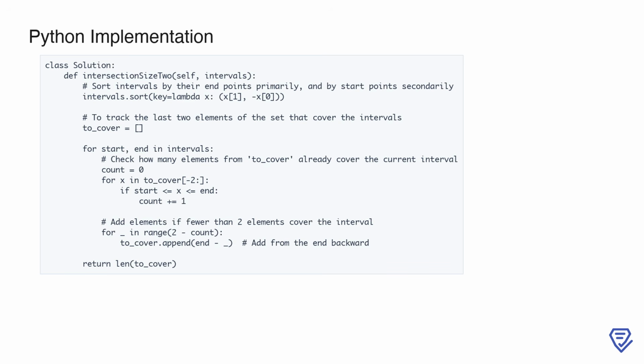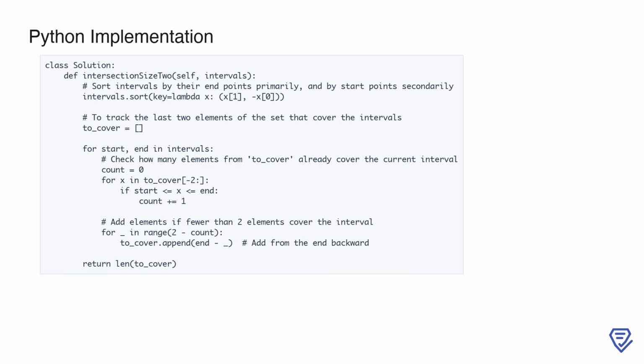This solution implements a greedy algorithm to solve the problem: set intersection size at least 2. The goal is to ensure that every interval in the given list has at least two integers in the result set. First, the intervals are sorted by their ending points to prioritize covering intervals that finish earlier. In case of ties, intervals are sorted by their starting points in descending order. This ensures a well-defined order for processing intervals.